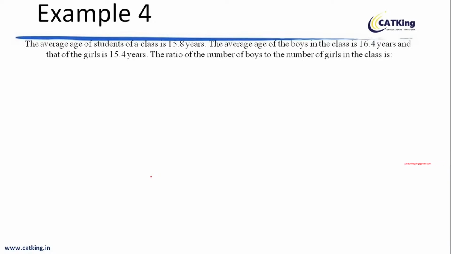The average age of students of a class is 15.8, and the average age of the boys in the class is 16.4, and that of the girls is 15.4. The ratio of the number of boys to the number of girls in the class is? Pause the video here. Pause the video for 5 minutes. Try to solve this question on your own, and then give an answer. Then cross check the answer.